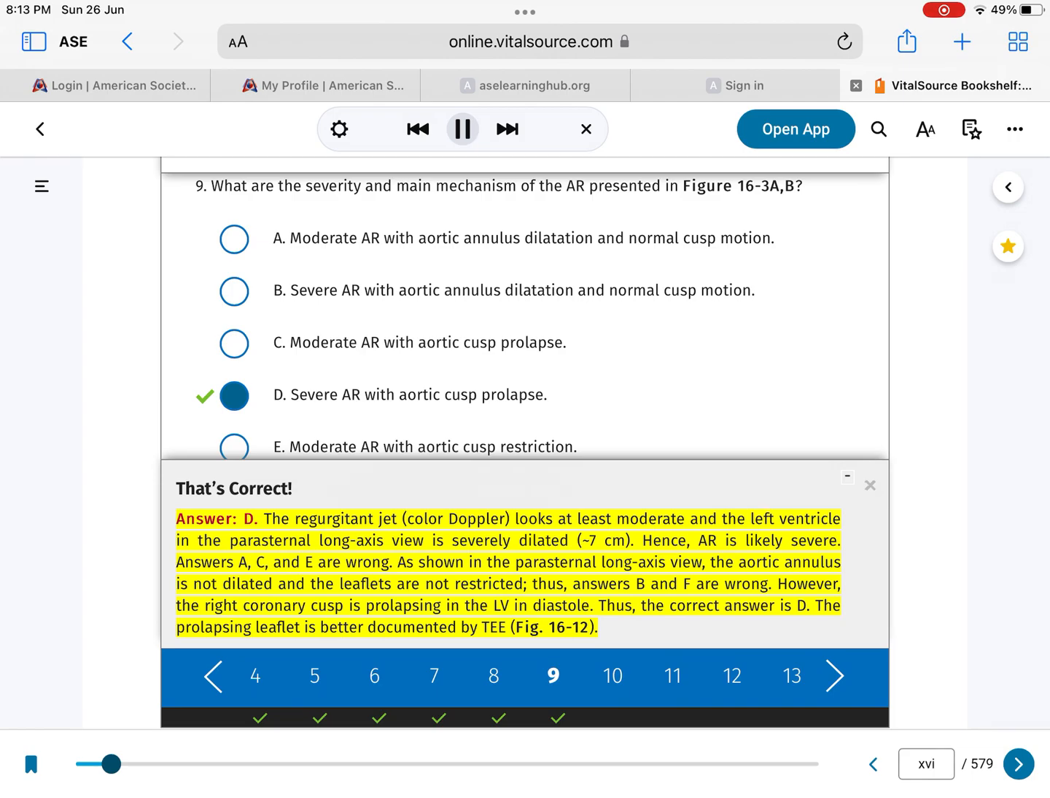However, the right coronary cusp is prolapsing in the LV in diastole. Thus, the correct answer is D. The prolapsing leaflet is better documented by TEE. Fig.